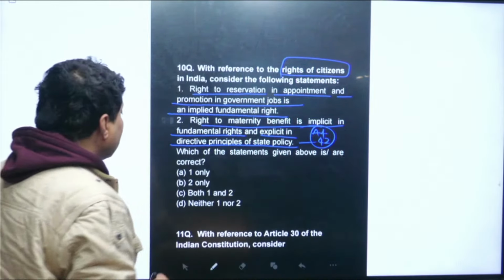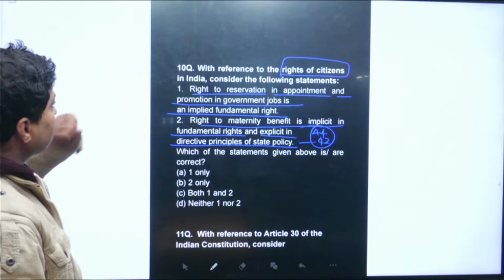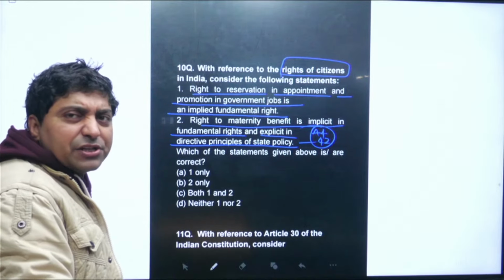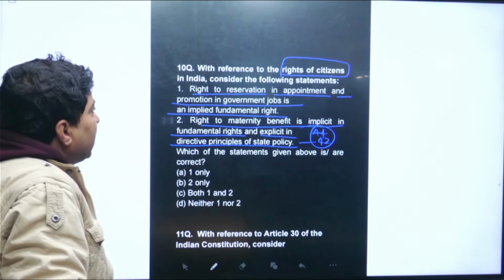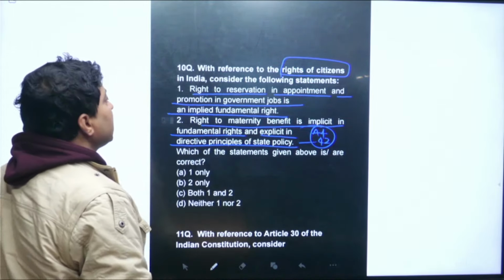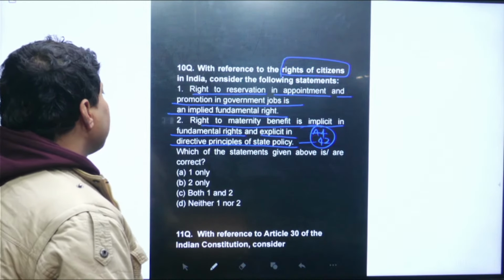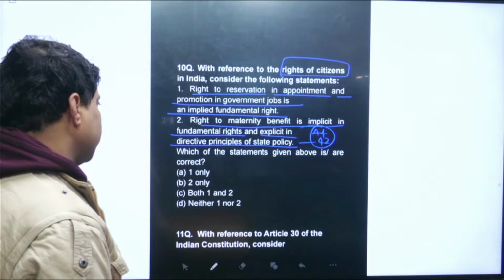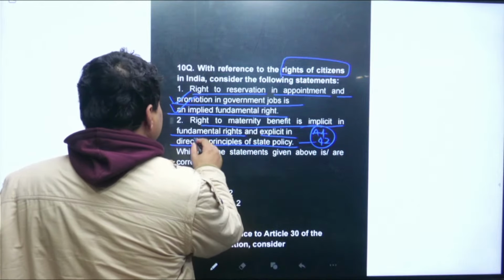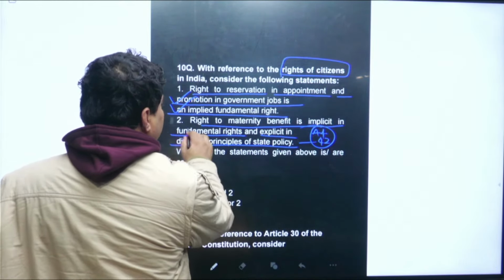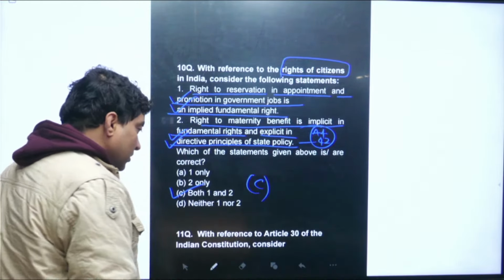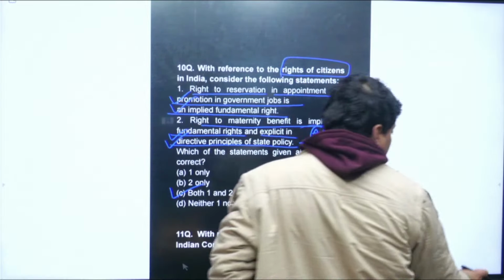So now here you see statement 1, right to reservation. Reservation is not written anywhere explicitly; it is implied, right? So I think right to reservation in appointment and promotion in government jobs is an implied fundamental right. Correct. Right to maternity benefit is implicit in fundamental rights and explicit in directive principles. So both are correct. C would be the correct answer. Now let me move to the next question.